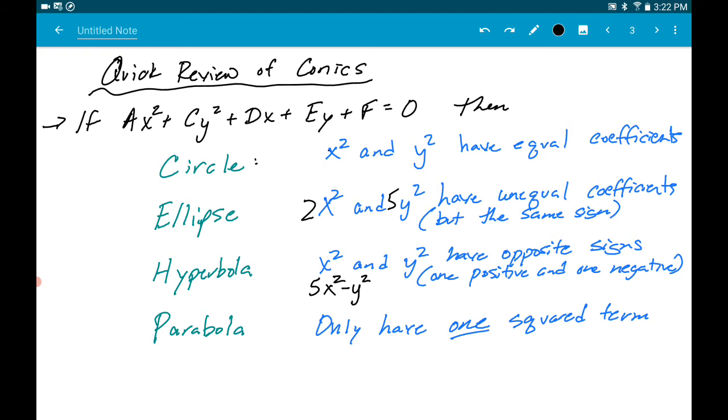And then parabola is if you only have one squared term. So if you have an x squared plus a y minus 6x, I only have one squared term. If you had something like x plus y squared minus 7x plus 9, who cares? The idea is I only have one squared term. That would be a parabola.